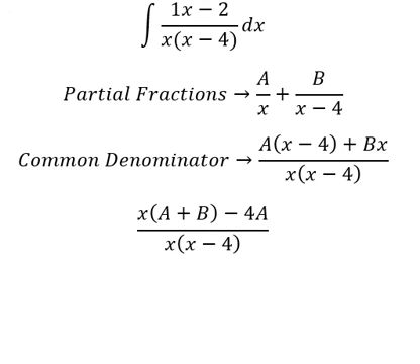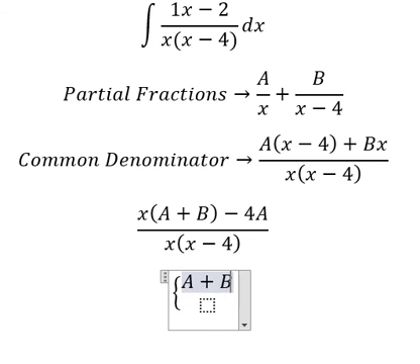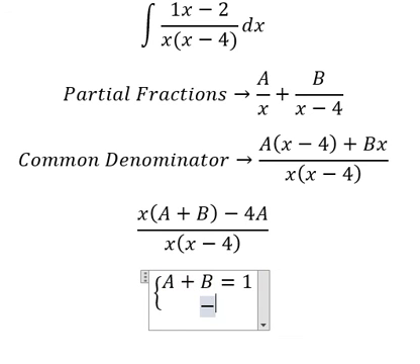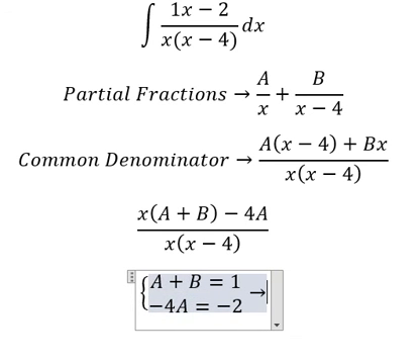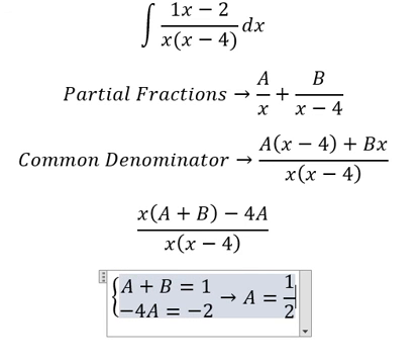And now we create the system of equations. And now we need to find the solutions of a and b. So we divide both sides by negative 4. So a equals 1 over 2. So we put 1 over 2 here to find the value of b.